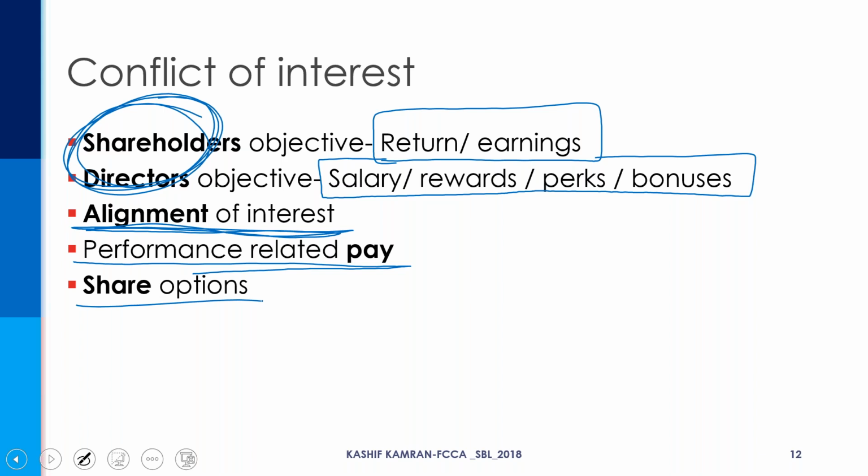Because if you give him a share option with a 5 year vesting period and the director wants to exercise it after 5 years, he will demonstrate good performance. He will like the share prices to go up, and share prices going up is something good for the shareholder. So either you give share options so the director's interest is aligned with the shareholder, or you give him performance related pay, because performance is the interest of the shareholder and pay is the interest of a director. Now try to understand something very important in terms of performance related pay.